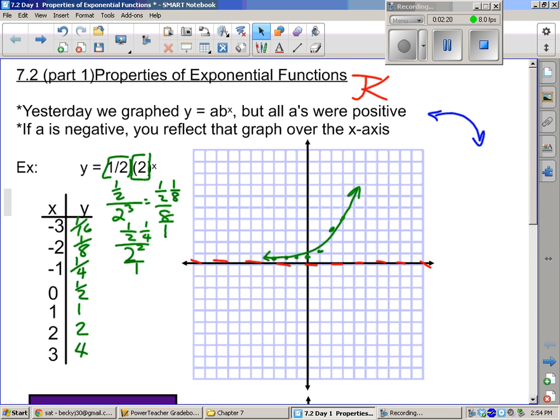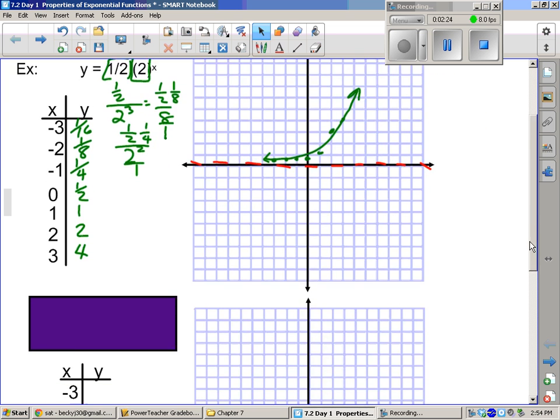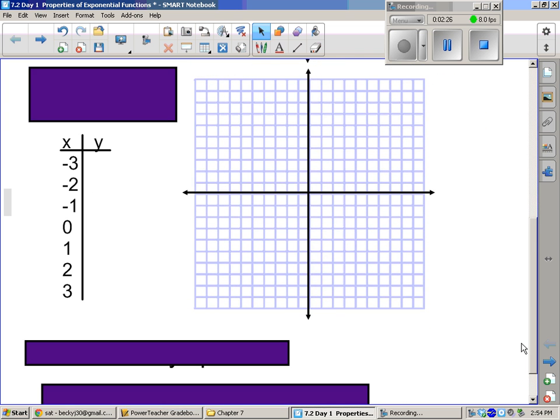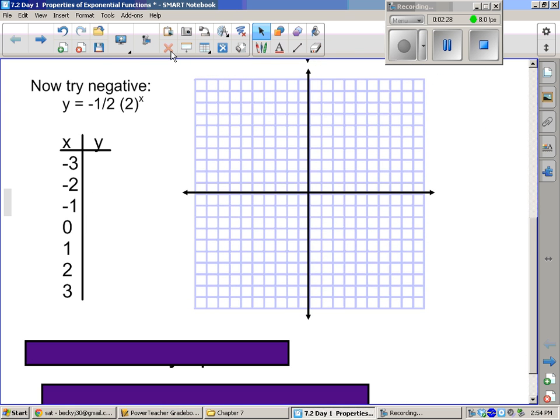Okay, so that was a positive a. That was just like what we did before in the other section. So let's see what happens. All right, let's try it with the negative. Now, wait a second. Aren't you going to get all the same numbers from the other T-chart? Well, they're going to be negatives. So we can just replace it. All right, so that was -1/16, -1/8, -1/4, -1/2, -1, -2, -4.